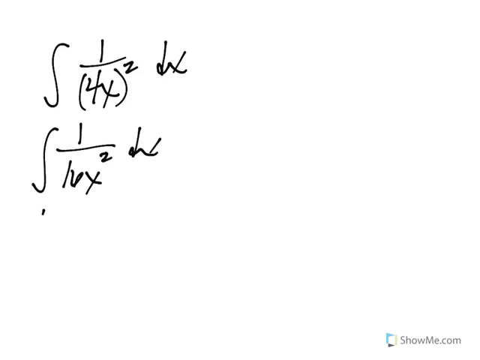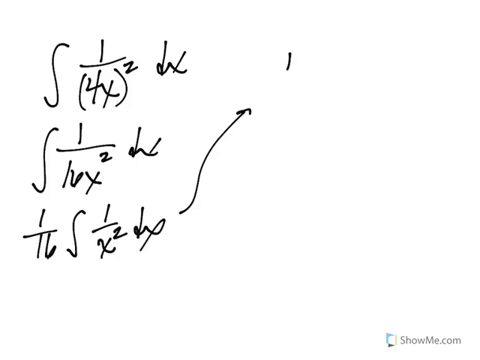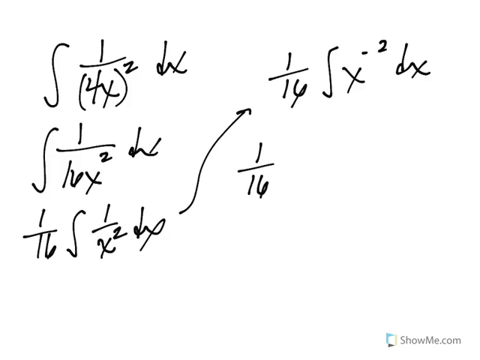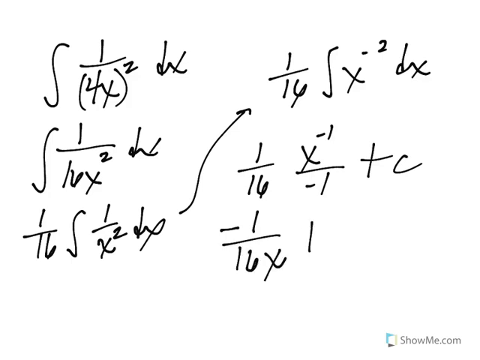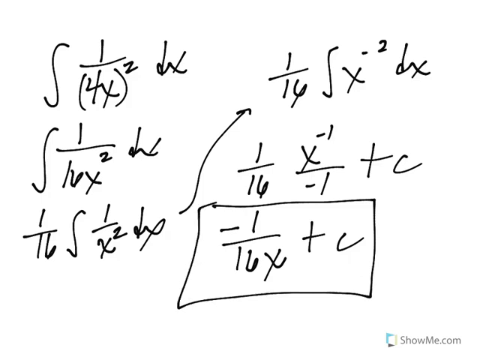I think I'll take the 1/16 out to the front just to clean it up. This is 1 over x squared dx, but that's still a quotient. So I've got the 1/16 out front. This is x to the negative second power dx. And now I'm good to go. This is 1 over 16, that's x to the power plus 1 over power plus 1 plus c, which is going to give me an answer of negative 1 over 16x plus c. And that is the final answer.